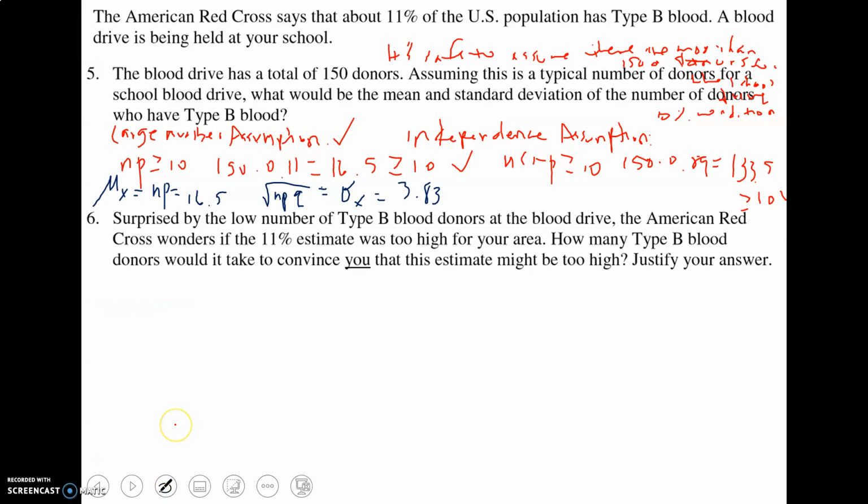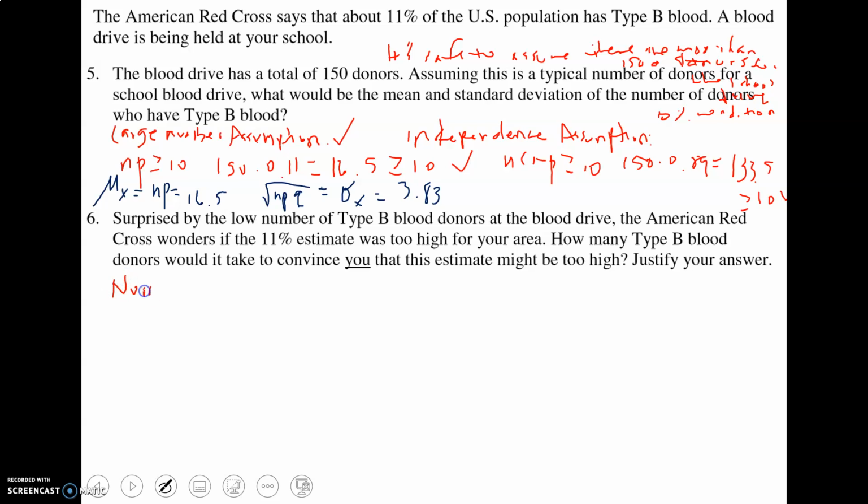So number 6. Surprised by the low number of type B blood donors at the blood drive, the American Red Cross wonders if the 11% estimate was too high for your area. How many type B blood donors would it take to convince you that this estimate might be too high? Justify your answer. So this one, I think there are different approaches. The approach I'm going to take is the normal approximation of the binomial.